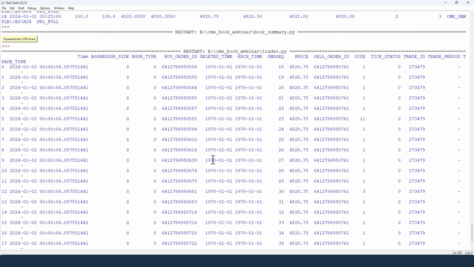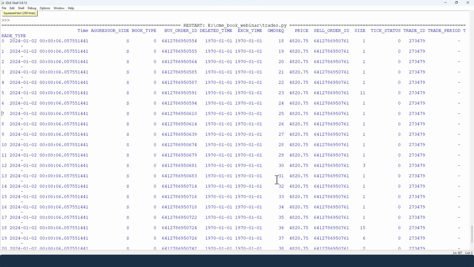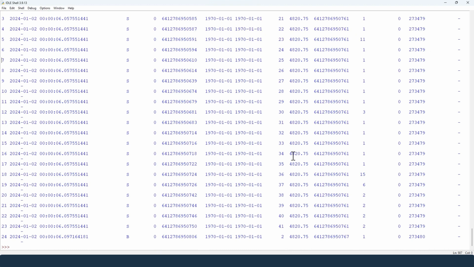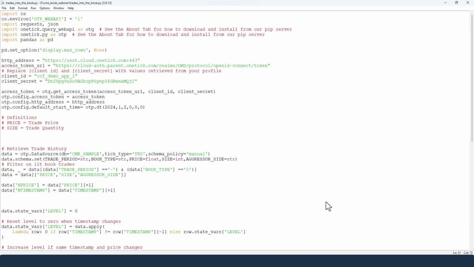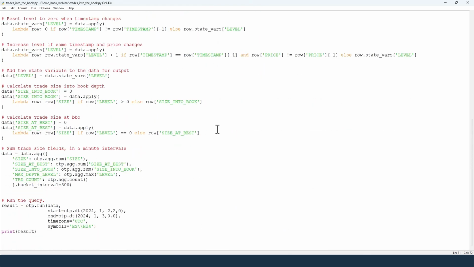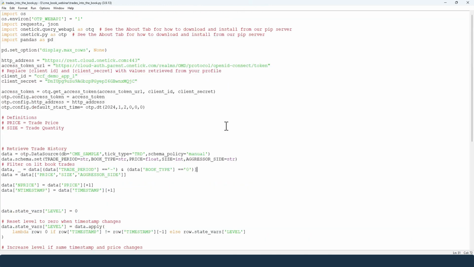However, if the sell order trades into the book, let's keep on going down, we'd see a different price and then a different trade ID. So here we're going to investigate this kind of trading into the book. And I'm going through a series of steps, so my query gets a bit longer. So let's describe this step by step.